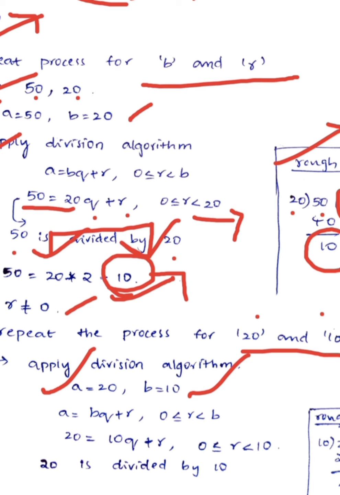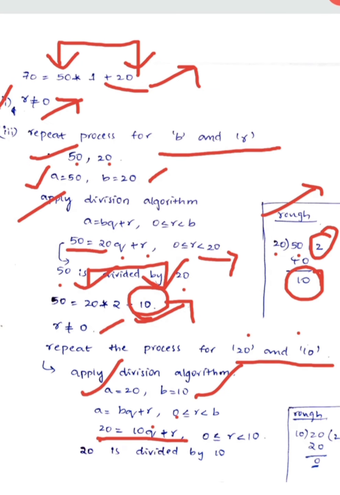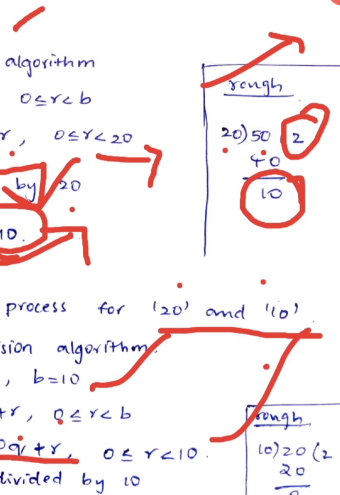Now apply the division lemma as it is, that is 20 equal to 10q plus r. To find the values of q and r, you need to divide 20 by 10. When you divide 20 and 10, you got 2 as quotient and 0 as remainder. That is the value of q is 2 and the value of r is 0.